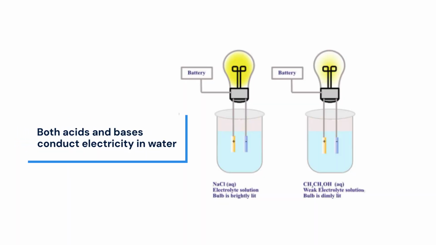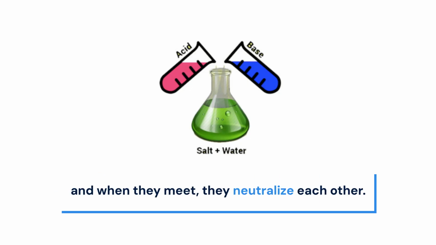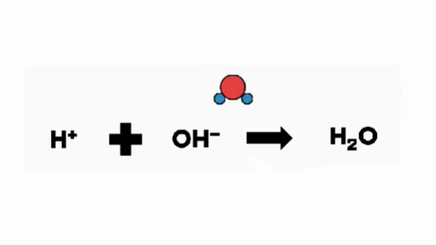Both acids and bases conduct electricity in water because they form charged particles, and when they meet, they neutralize each other. The hydrogen ion from the acid combines with the hydroxide ion from the base to form water, and the remaining parts join to form a salt.